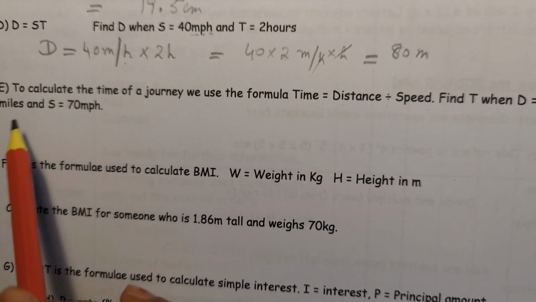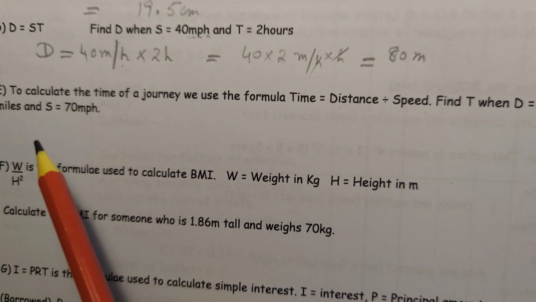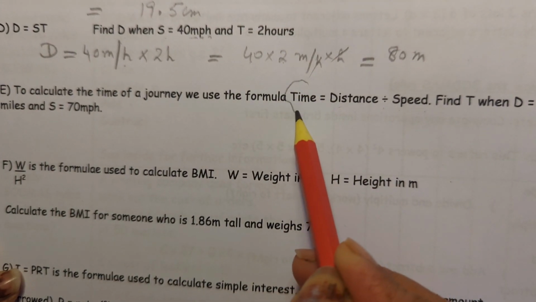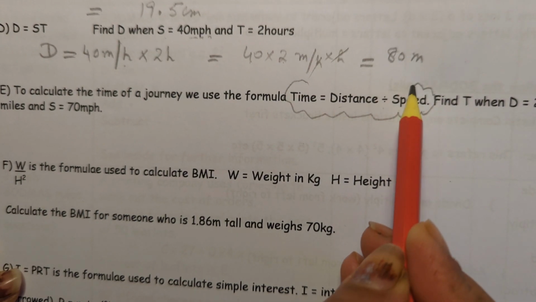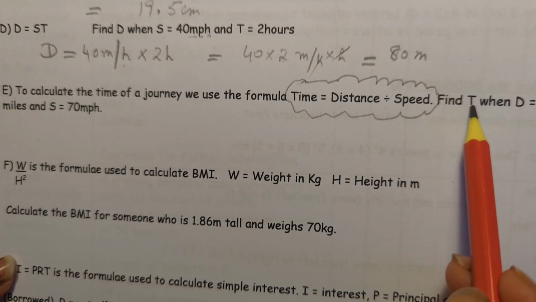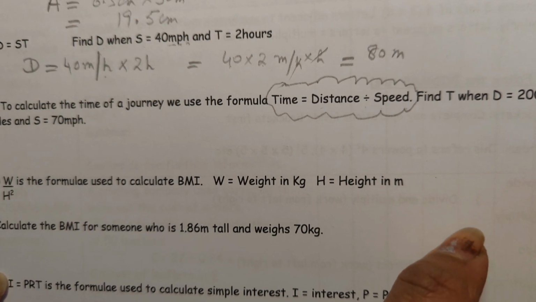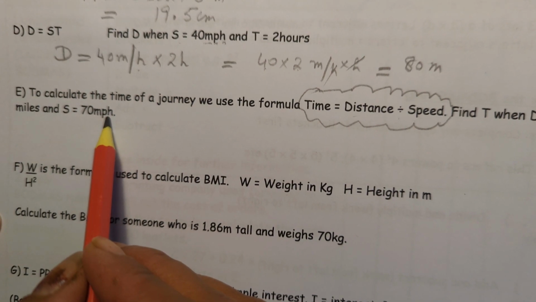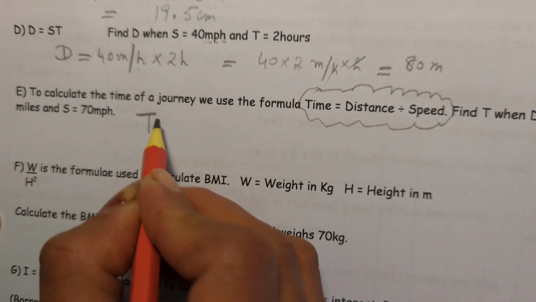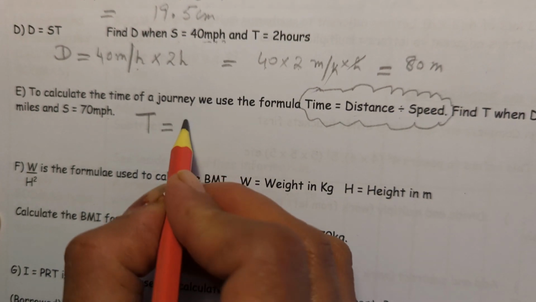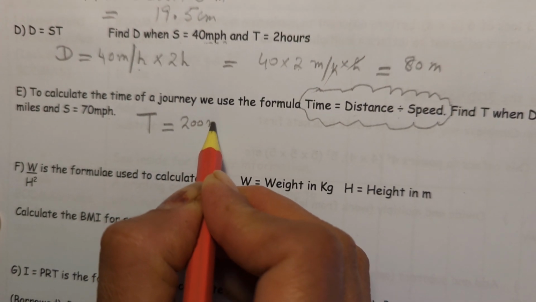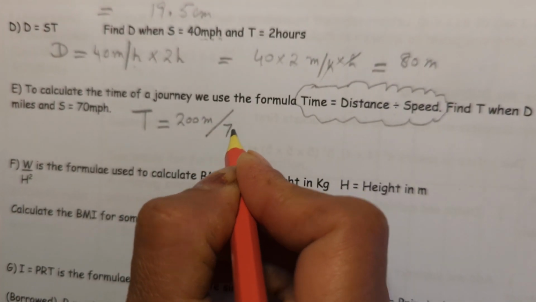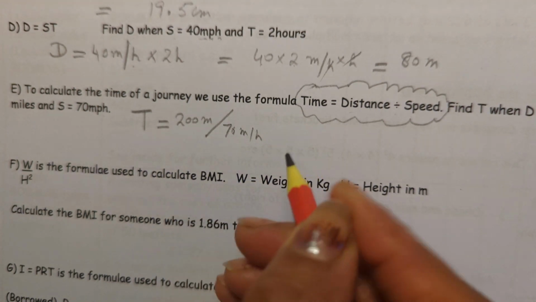Find t when d is equal to 100 miles and speed is 70 miles per hour. So the formula is given. This is our formula. Simple, put the values of d, which is 200 miles here, and s is 70 miles per hour. So time will be equal to distance, 200 miles, divided by speed, 70 miles per hour.